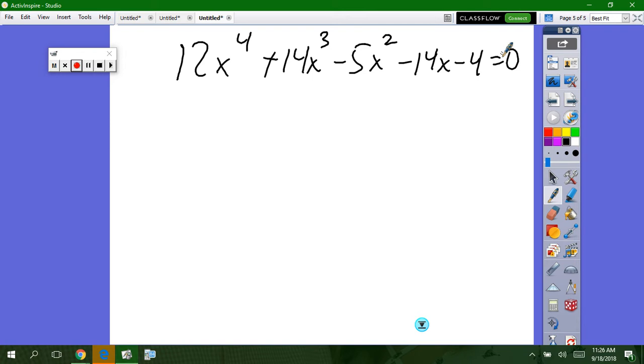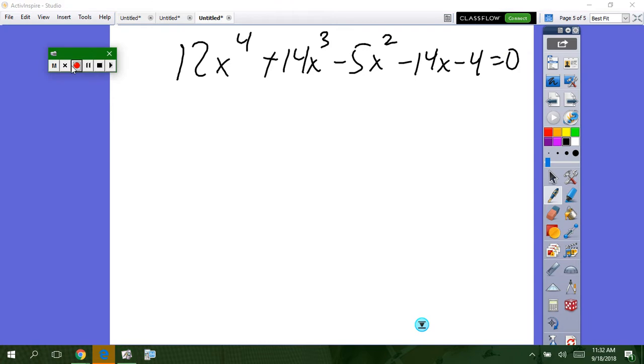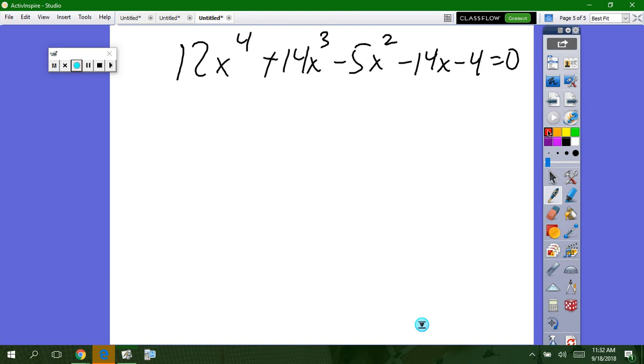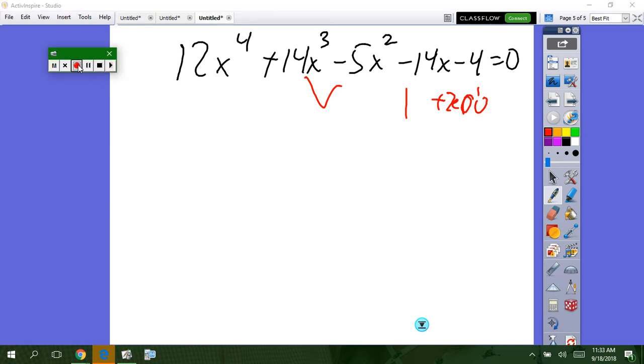Okay, let's start with our Descartes rule of signs. I'm going to give you time. Go ahead and find out for yourself. So really quickly, I'm just going to show you this one, and then you guys can do the negatives. Notice we have one sign change, right? So 1 positive zero. Okay, push pause, let you guys find the other ones. Struggle with that because I want to keep going.